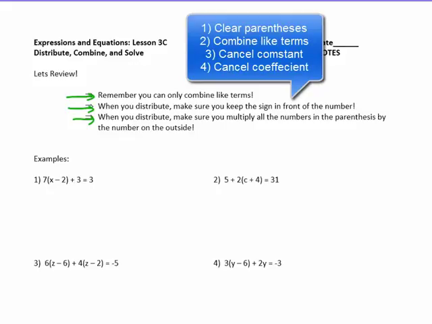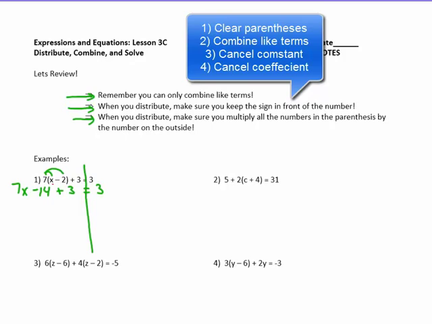Alright, so let's go through some examples. I'm going to draw my line through because I like to be able to do that. First thing I have to take care of are the parentheses. That means I have to multiply 7 by everything that's inside there. So that's going to give me 7x minus 14. And then I'm going to copy over the plus 3 and the equals 3 because I haven't done anything with those yet. Now I'm going to look for like terms.